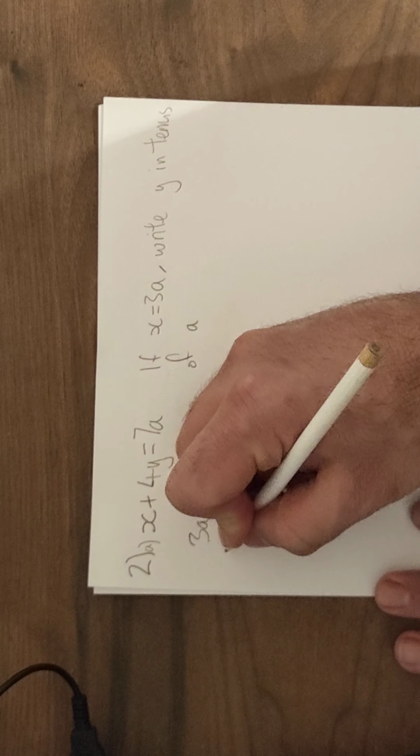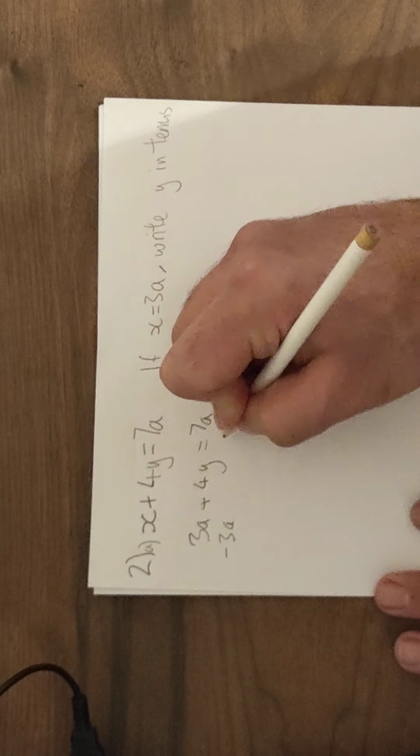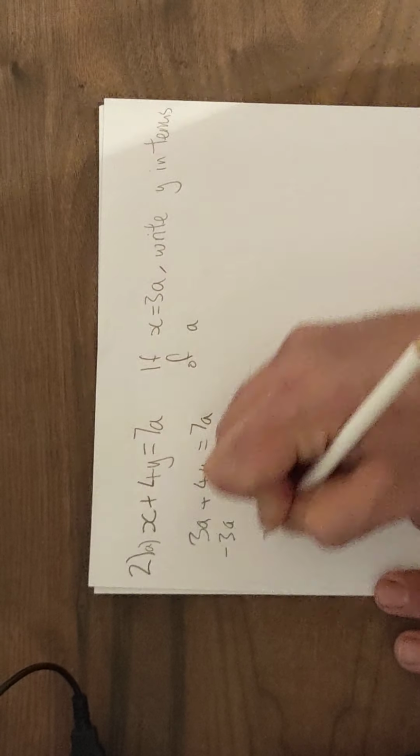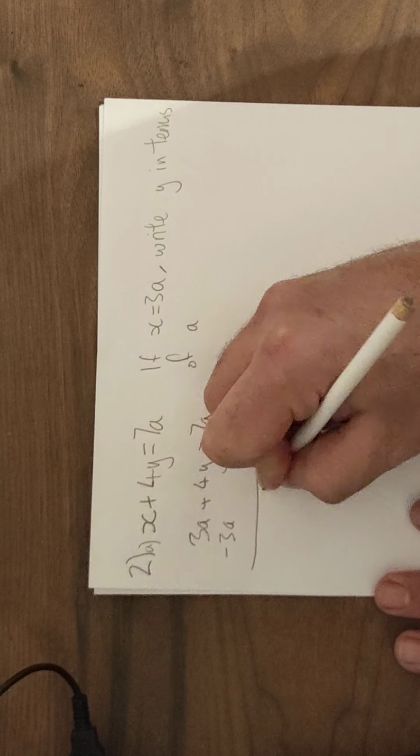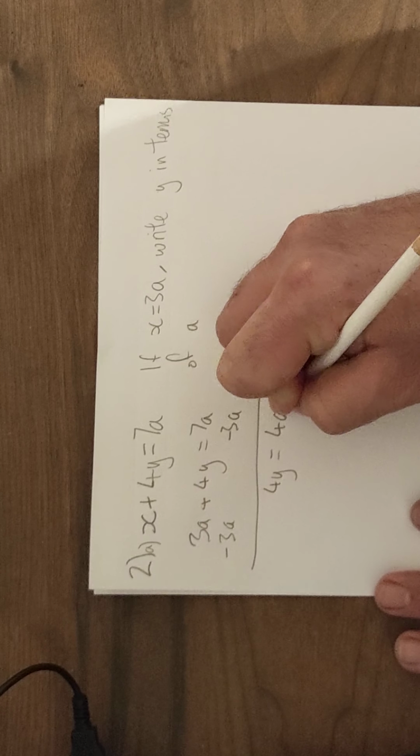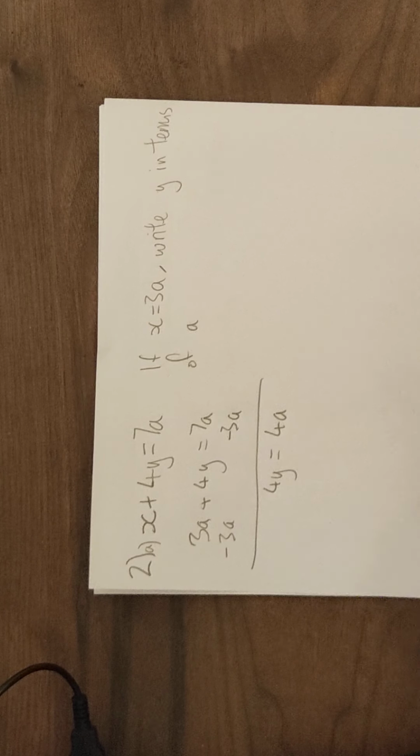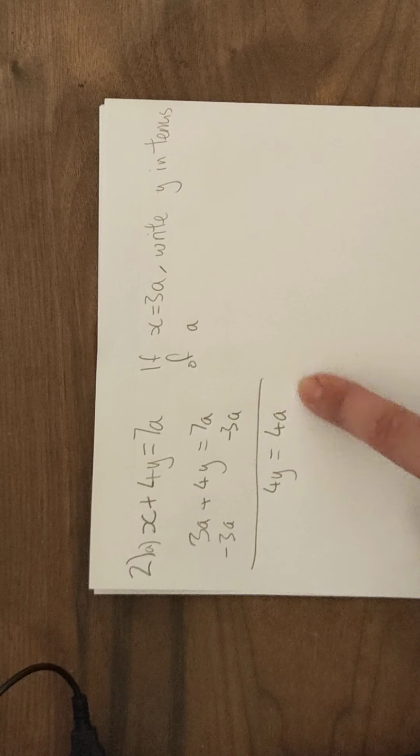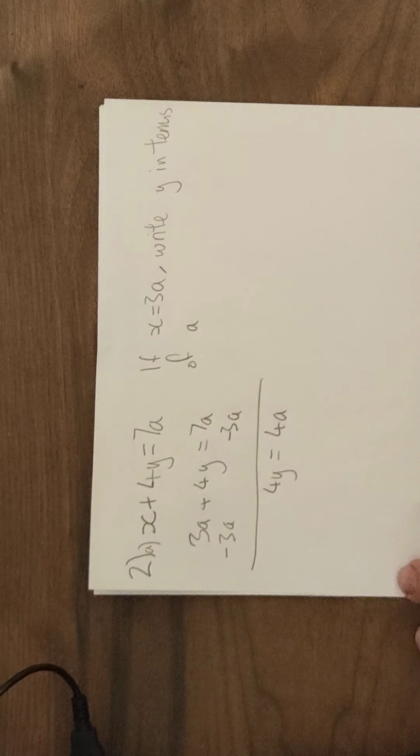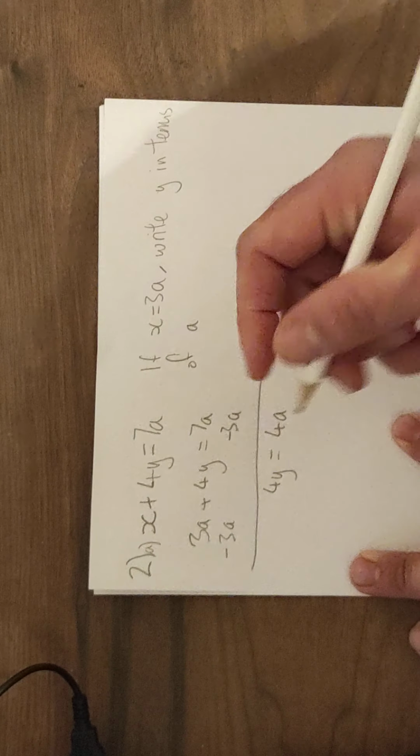Okay, I hope you thought correctly there. We take away 3a from both sides. So we're now left with 4y equals 4a. So look at that lastly. We haven't got there yet. Remember, the idea is to get y on its own. And the other side can be absolutely anything as long as it's in terms of a.